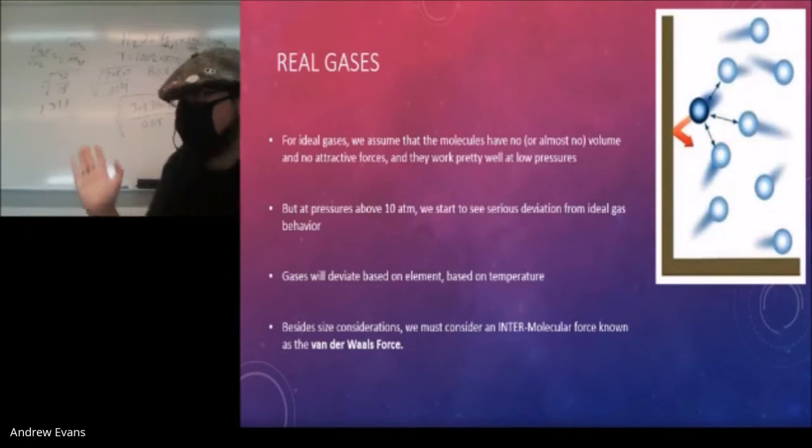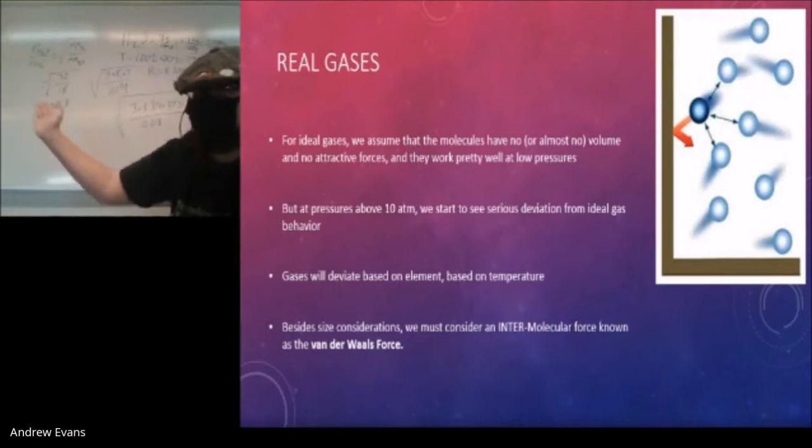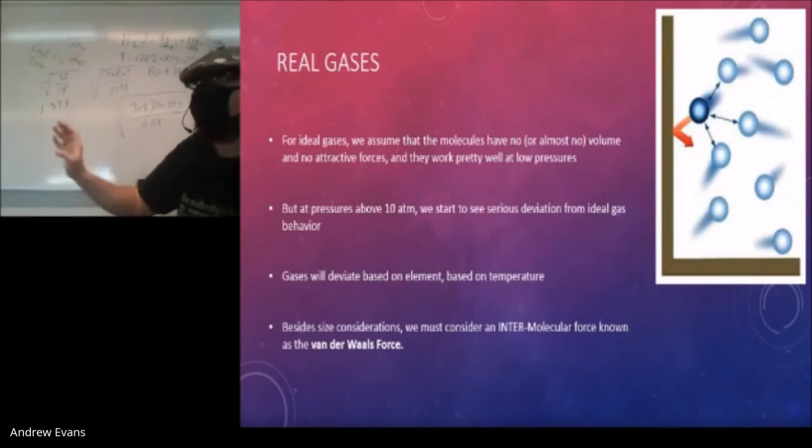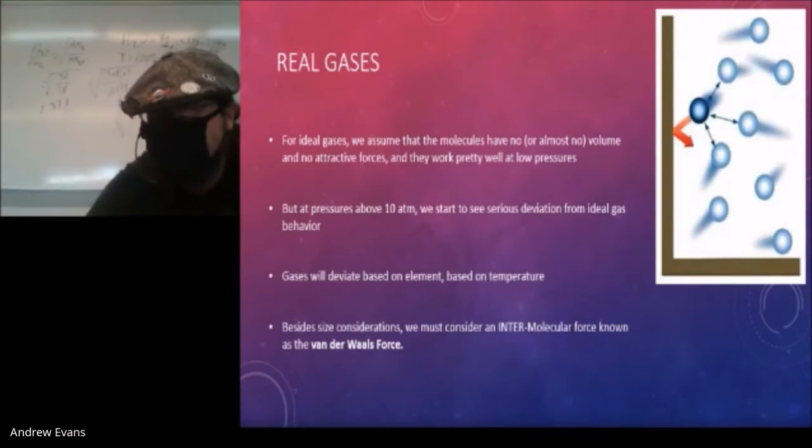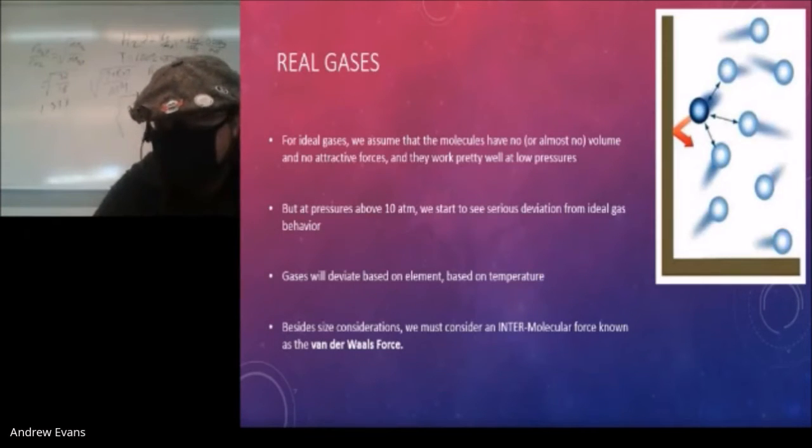So we should see a straight line, and really it's more like it levels off. We lose some of the accuracy because essentially the size starts to matter and the attractive forces start to matter. At higher pressures, the gases are starting to bump into each other more and thus interact more. So gases will deviate based on what element they are and also based on the temperature.